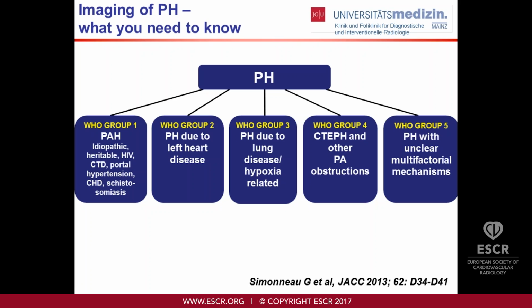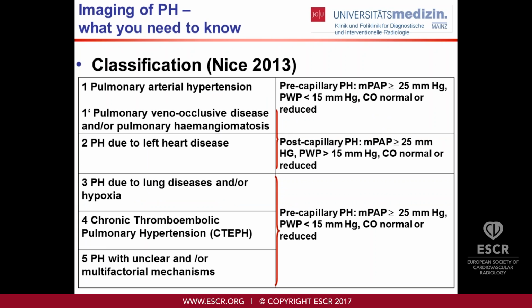Group 2 is mainly due to diseases of the left heart, and in clinical reality it is the most important and most numerous group of patients who develop pulmonary hypertension due to left heart disease. The third group is related to diseases that affect the lung, mainly COPD and interstitial lung diseases.